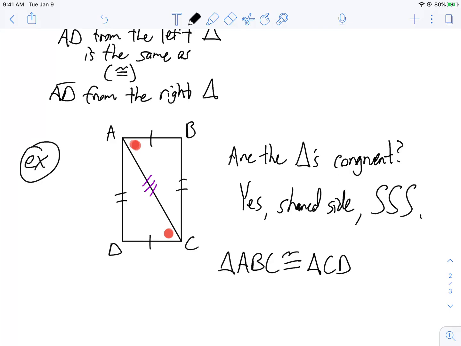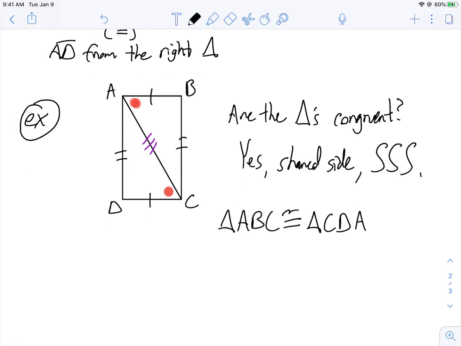So from the second triangle, it matches up with A from the first triangle. The last one has to fall into place. We've got here, this is A from the left side triangle, or the lower triangle, matches up with C from the right side, or the upper triangle. So this is going to be A. And if you notice, we've got A and C, C and A. They're swapped. They aren't in the same spots. So triangle ABC is congruent to triangle CDA.